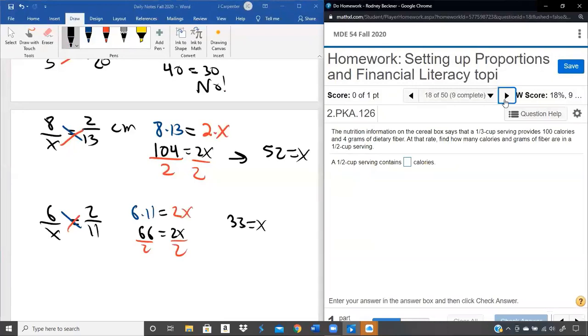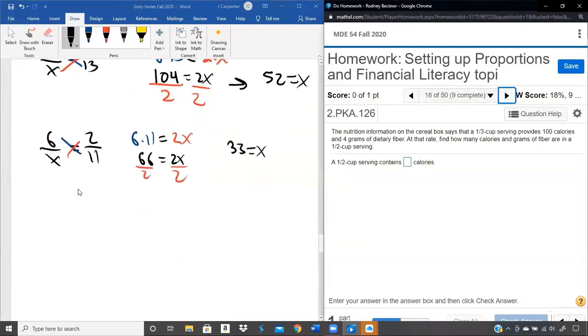All right, so this is getting into the true nature of proportions, throwing them in word problems, making them much more real world-like. The nutrition information on the cereal box says that a third of a cup serving provides 100 calories and 4 grams of dietary fiber. At this rate, how many calories and grams of fiber are in a half cup serving?